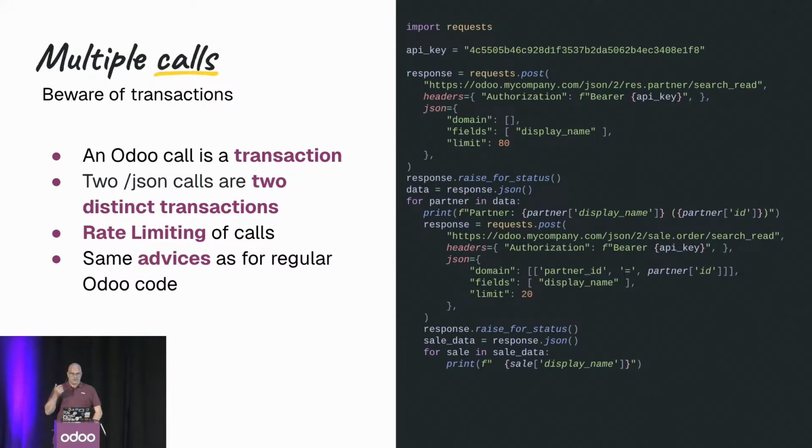If you look at the talks which are given by Raphael Collet or by the one I've made earlier, you see that we discourage people from using search within loops. It's also applicable for the API, external API. So beware of the rate limiting and use the same advice as the one we are using with the regular Python code.